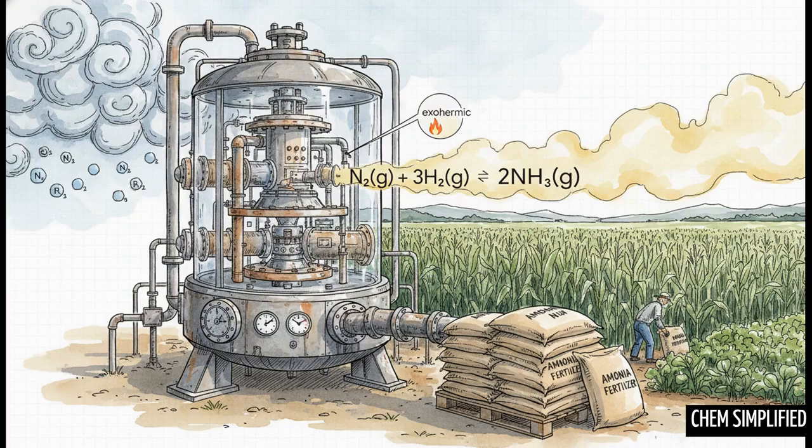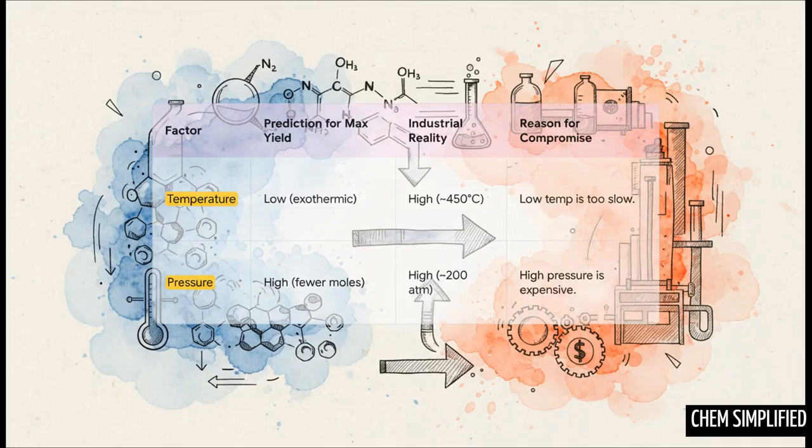But look at it. It's exothermic, and it reduces the number of gas moles, which creates a fascinating puzzle for chemical engineers. This table just perfectly captures the central conflict at the heart of industrial chemistry. Le Châtelier's principle tells us exactly what to do for the maximum possible yield of ammonia. Use low temperatures because the reaction is exothermic, and use super high pressure because you're going from 4 gas moles to 2. But here comes the reality check. In the real world, a low temperature means the reaction is painfully, uselessly slow, and ridiculously high pressures require equipment that's incredibly expensive and dangerous to run.